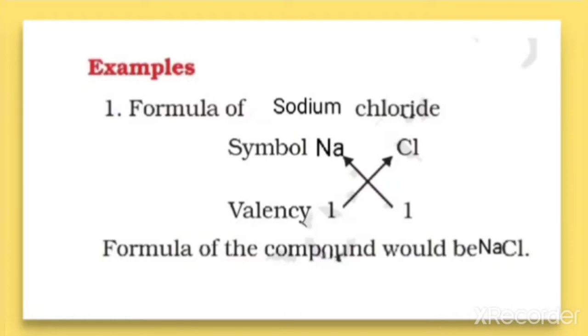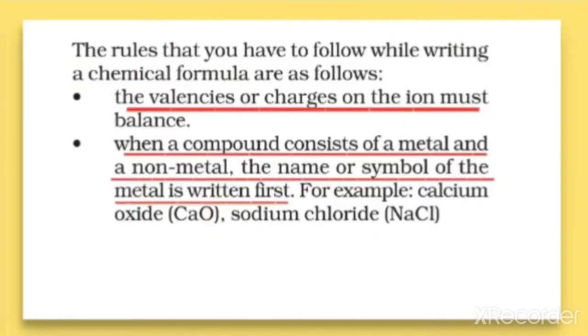That is a rule that is given in your textbook. That is rule number 2. What does rule number 2 say? When a compound consists of a metal and a non-metal, then the name or the symbol of the metal is written first. That means the metal name and its symbol should be written first. Then only you have to write the name and symbol for the non-metal.